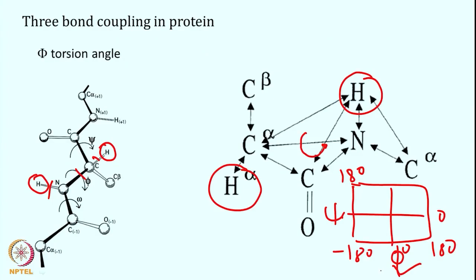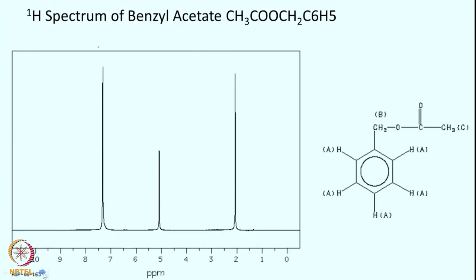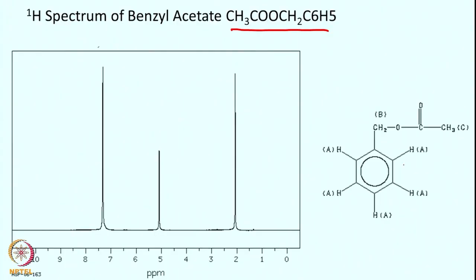Now, what I will do today is give some examples to make it more clear how the spectrum looks. So, let us take an example like benzyl acetate, and we try to understand how the spectrum looks and how you can interpret it depending upon the structure. So, if you look at benzyl acetate, it is like this. There is a benzene ring, then CH2 is attached to this, and then COO and then CH3.